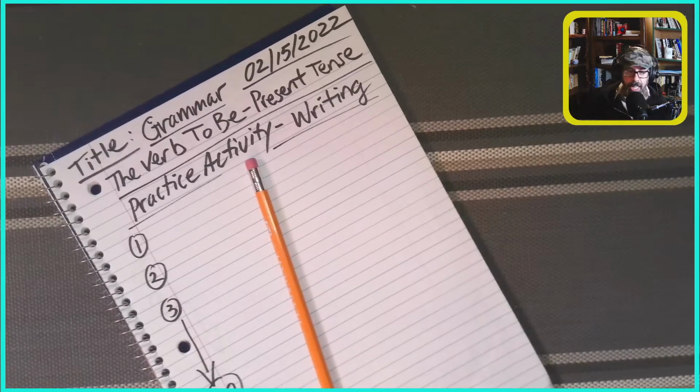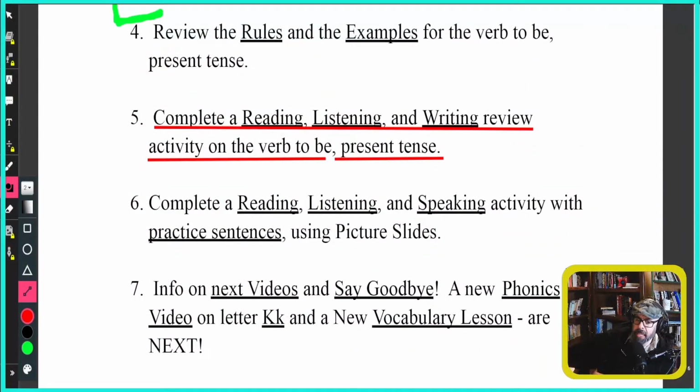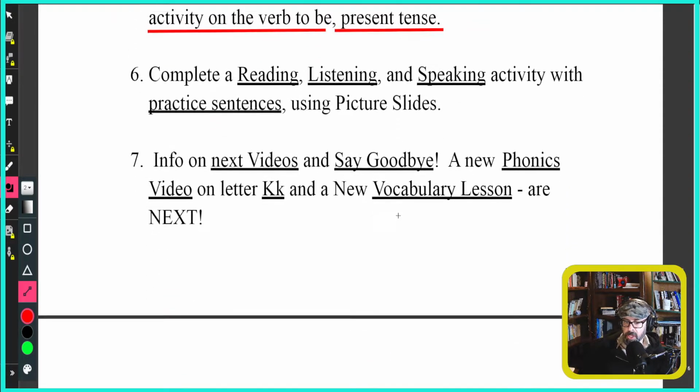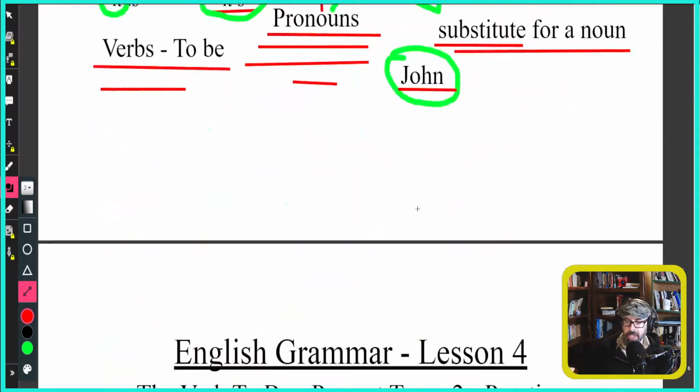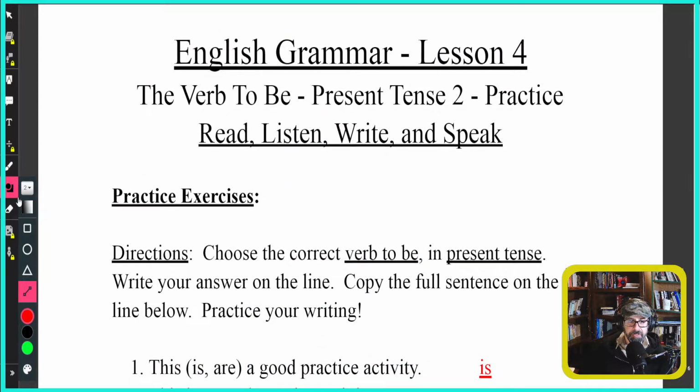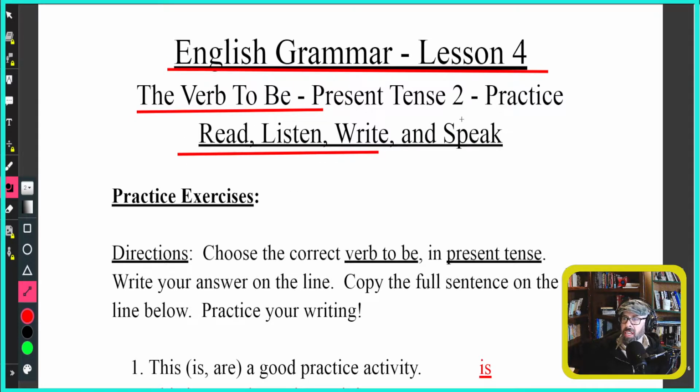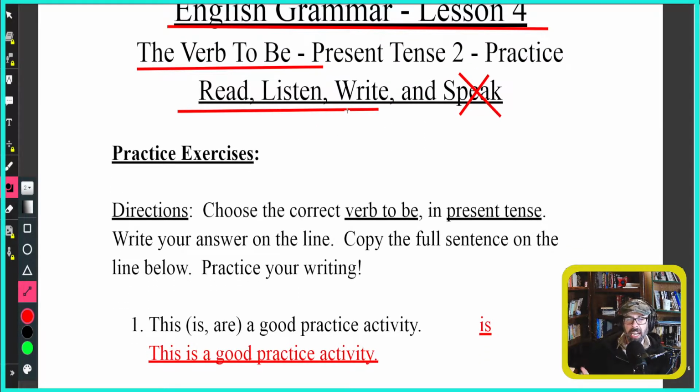All right, let's go back to the worksheet, and let's find the worksheet so we can look at the first thing and take a look at the directions. We're going to continue here with English Grammar Lesson 4, the verb to be, read, listen, and write. Speaking, we don't have to worry about that right now. We're just going to do writing. We'll do speaking in the next activity.